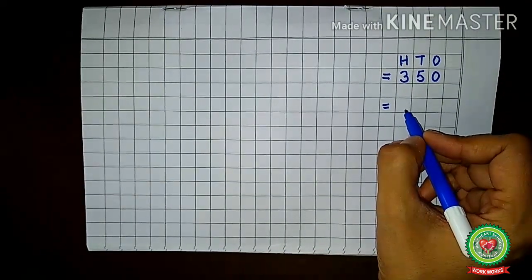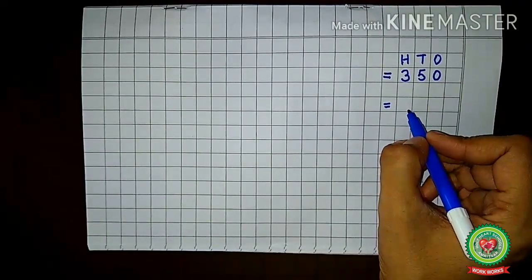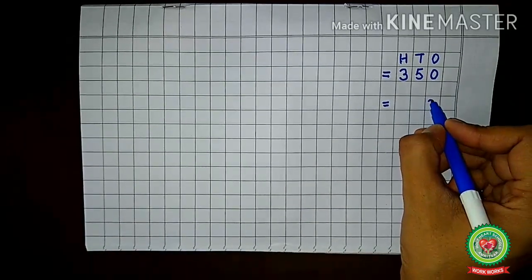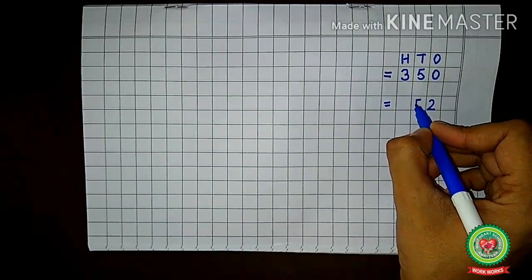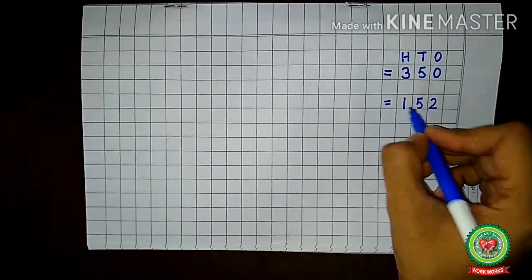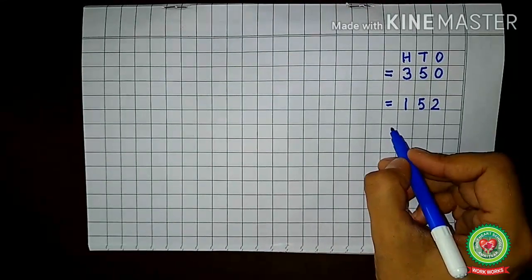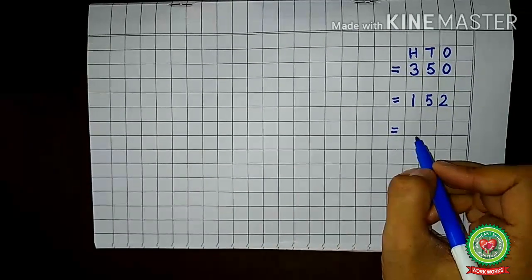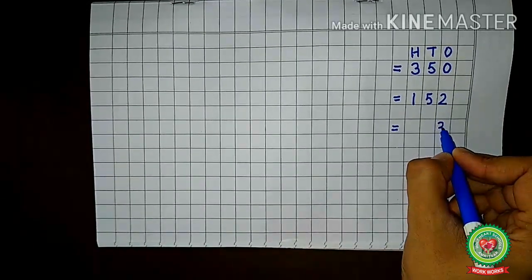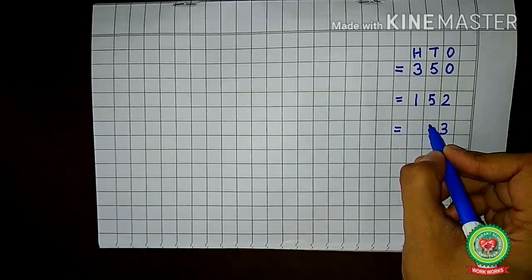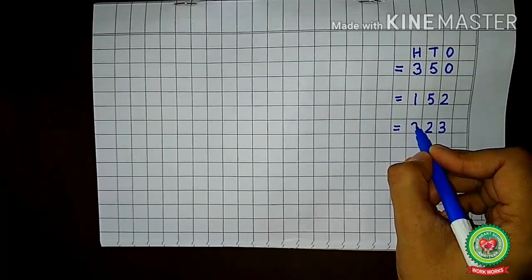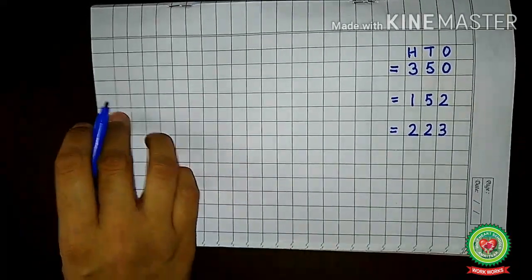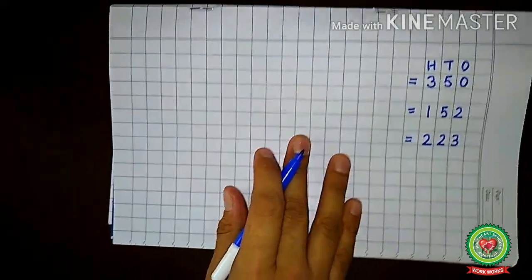Now leave one line and again put is equal to. On the second line, he sold 152 apples. Again we will write from the back hand side. This is 152. Again leave one line and put is equal to. Then he sold 223 bananas. Again start from the right side and write down 223. Now we will write the statement.